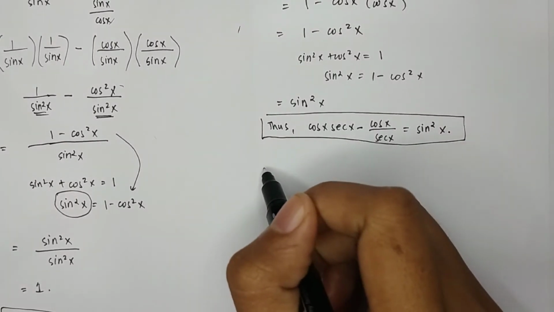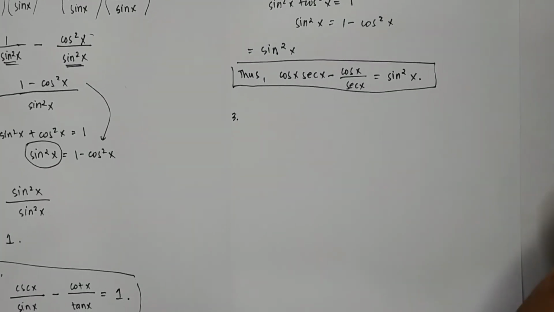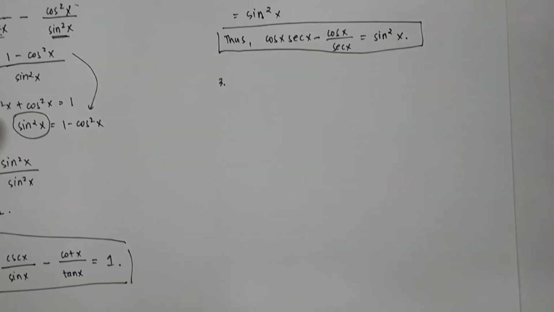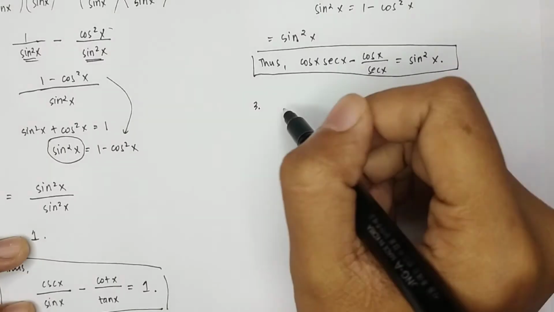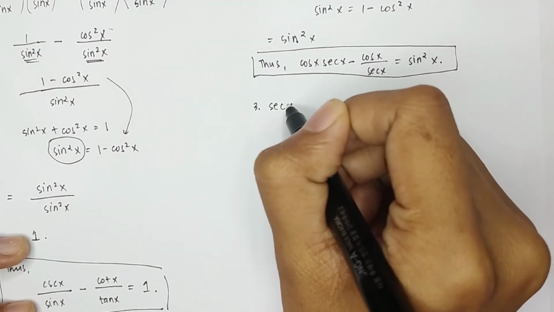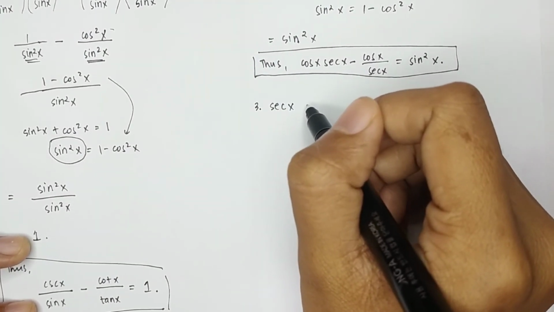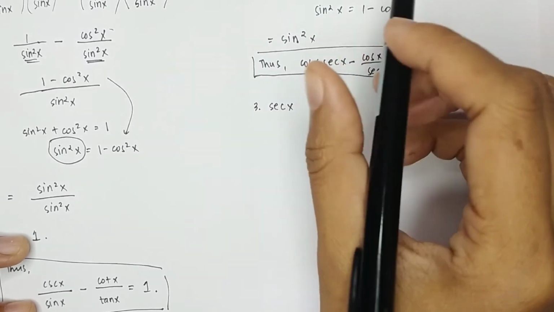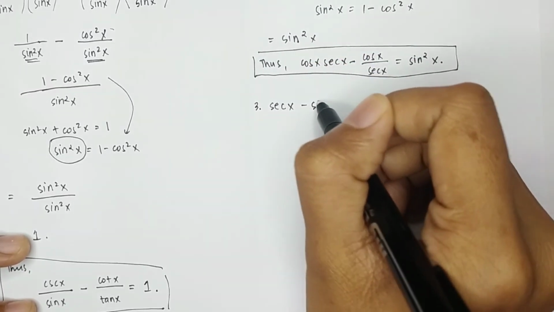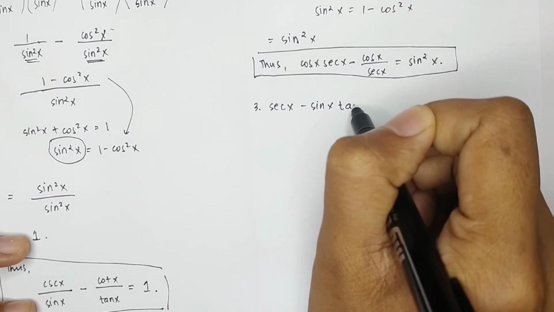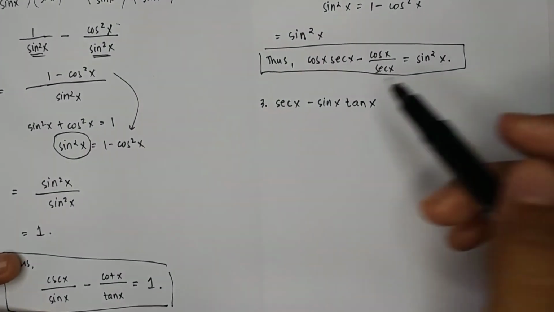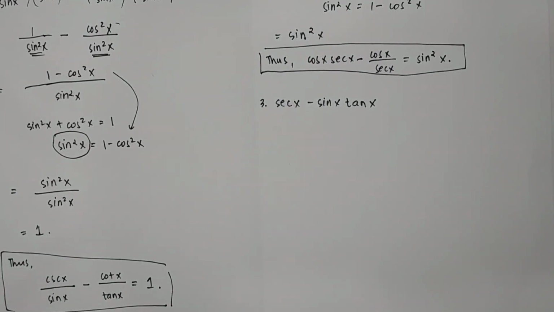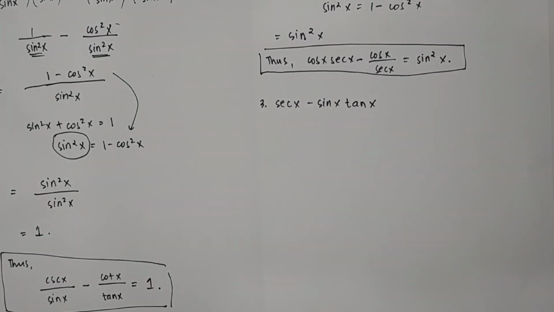Let's have example number 3 since we still have space. We have example number 3. Let's simplify this one: secant x minus sine x tangent x. So, let's try to simplify this.